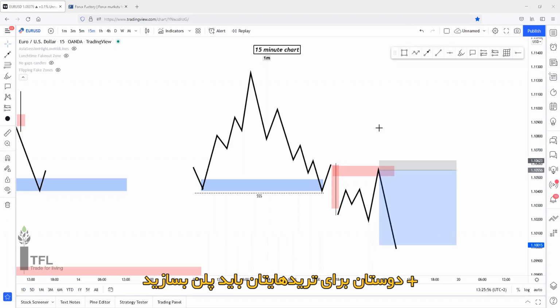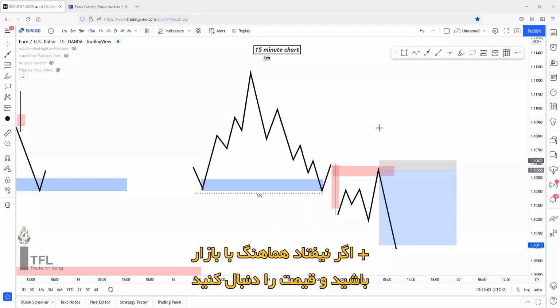Guys, you have to make a plan for your trades. And if it happens as your plan, that's good. If it happens differently, you just have to adapt and follow the price.